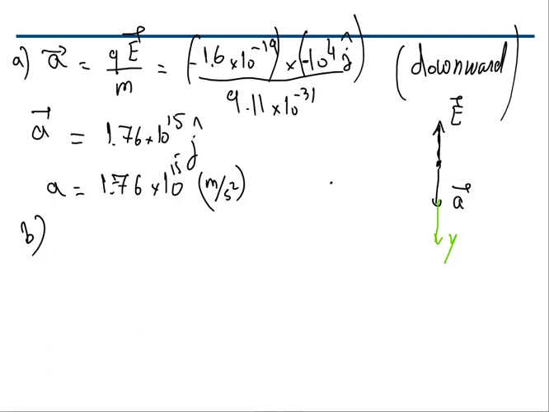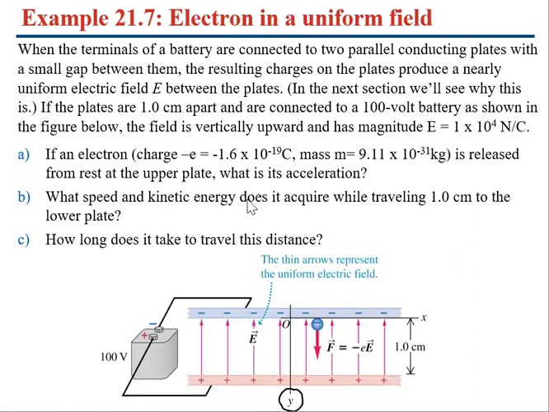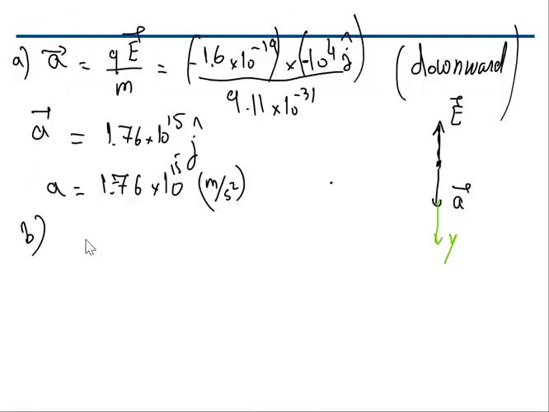Question B, what does it say in question B? What is the speed and the kinetic energy it acquires while traveling 1 centimeter to the lower plate? So imagine that our electron is traveling for 1 centimeter from the upper plate to the lower plate. Did we have any information about time? No. So we use the third equation: v_y squared equals v initial y squared plus 2 a_y delta y. We just substitute the numbers and we get the result.